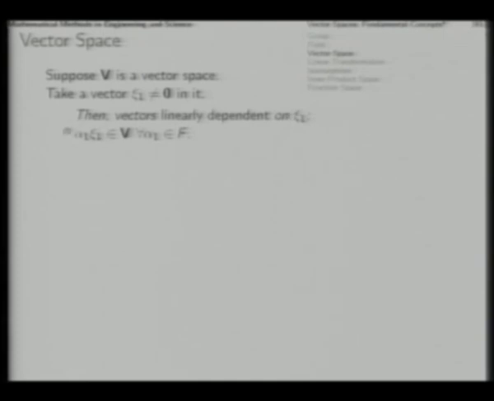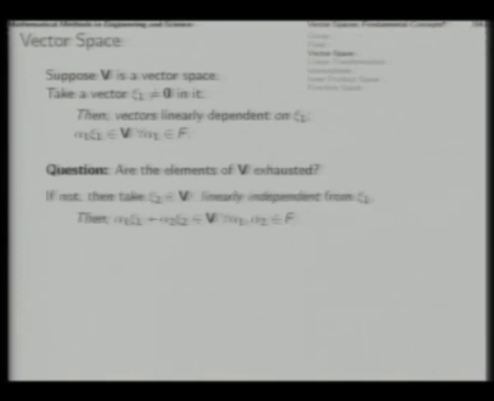Now after we finish all these vectors, we ask, are the elements of V exhausted? Have we finished all vectors, all the elements in V? If not, then we take another vector xi2 in V, which cannot be expressed like this, because we have not exhausted V by taking all of these. So we take an outside element xi2, which we could not express like this. Okay. So that is linearly independent of xi1.